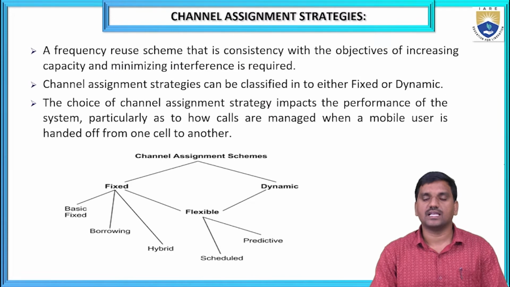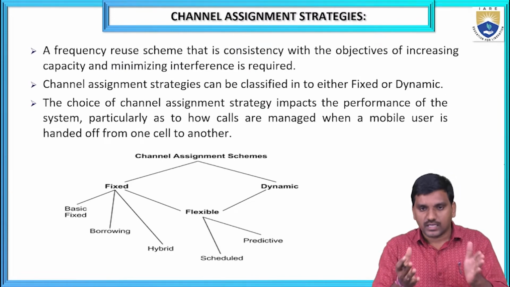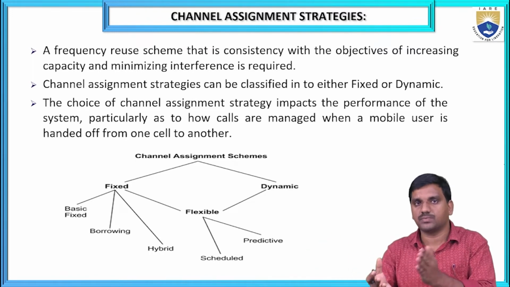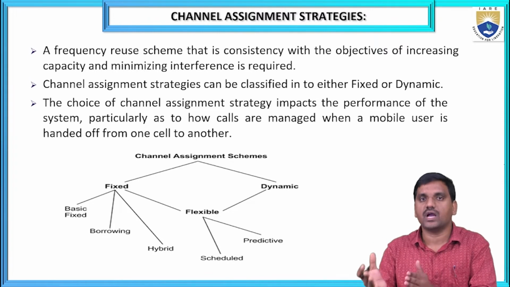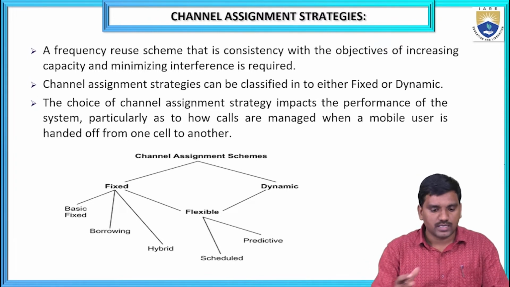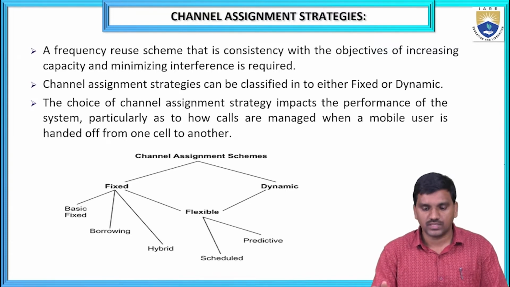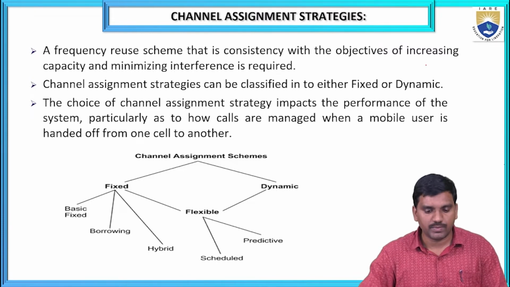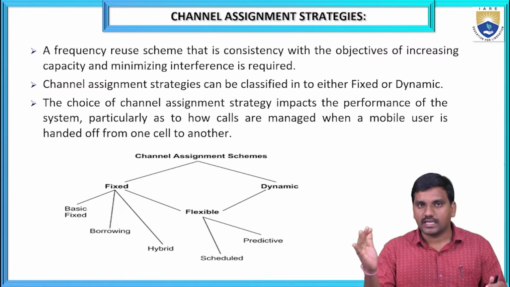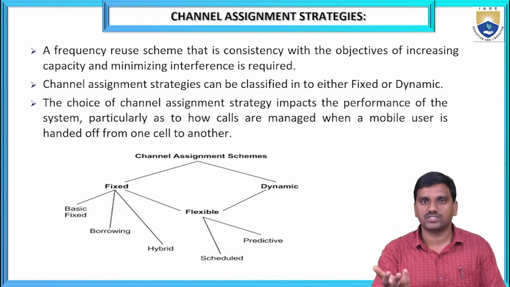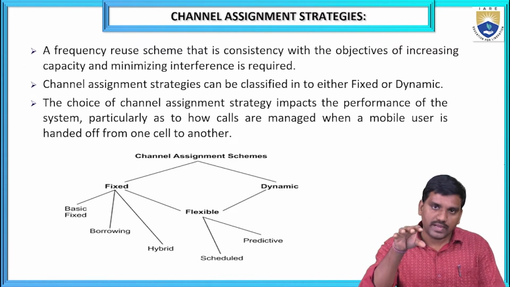Next, channel assignment strategies. Here channels are assigned to subscribers as per their requirement, so we have to follow some strategy methods. A frequency reuse scheme that is consistent with the objective of increasing capacity and minimizing interference is required. In the total cellular system we have only two requirements. The first is to improve the cellular capacity. The second is to minimize the interference. These are the two main domains and the main objectives.